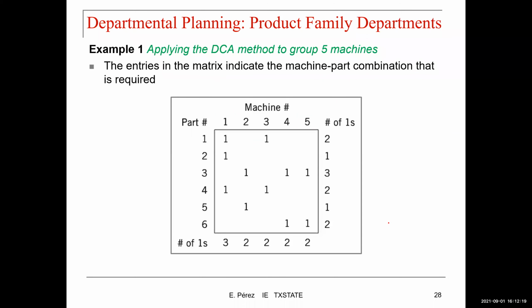So we want to apply this direct clustering algorithm method to group 5 machines. The entries in the matrix indicate the machine-part combination that is required. So again, this matrix is telling us that part 1 needs to be processed by machine 1 and machine 3. Part 2 needs to be processed only by machine 1. Part 3 by machines 2, 4, and 5. Part 4 by 1 and 3. Part 5 by just 2. And part 6 by 4 and 5.